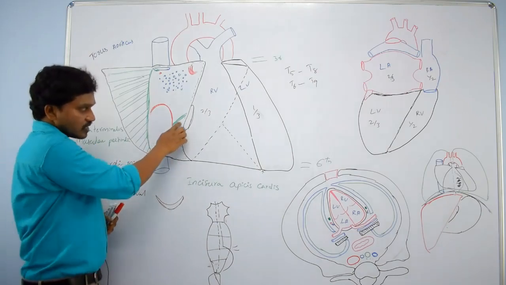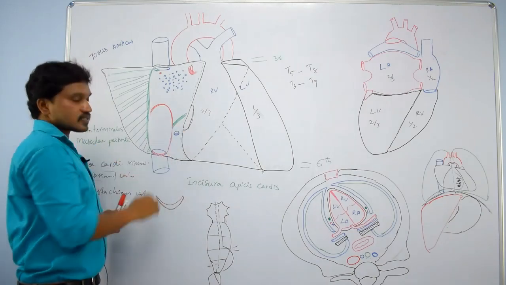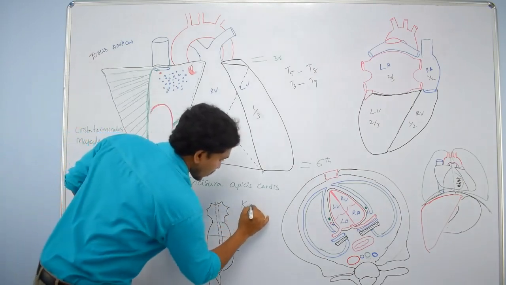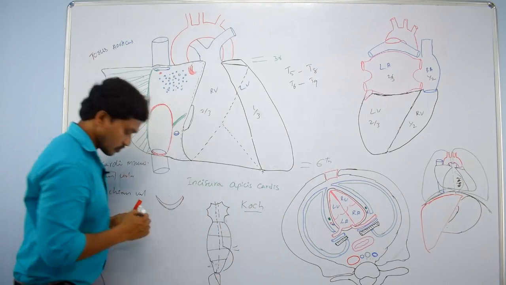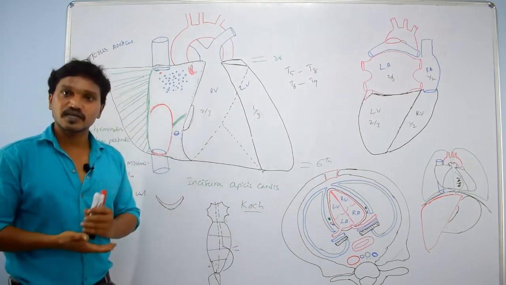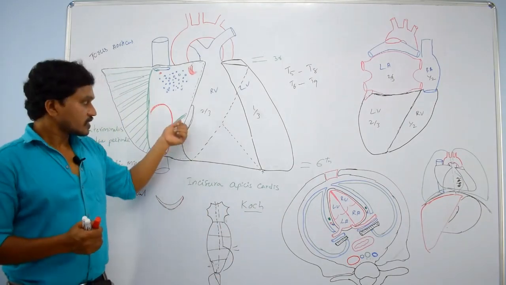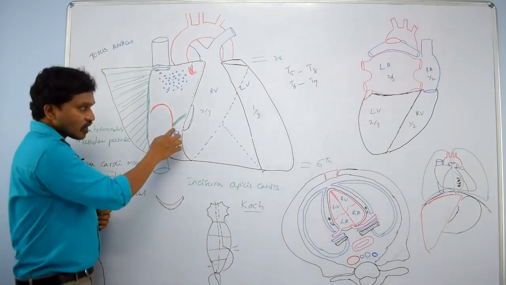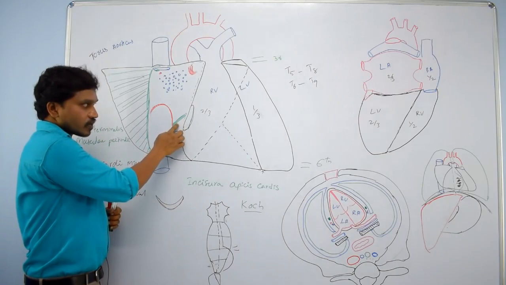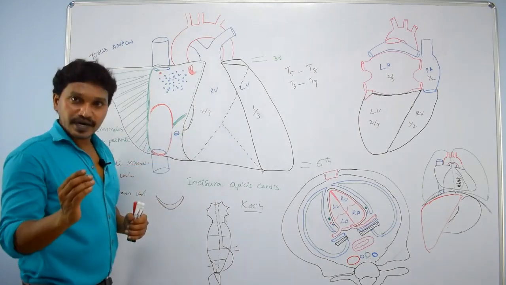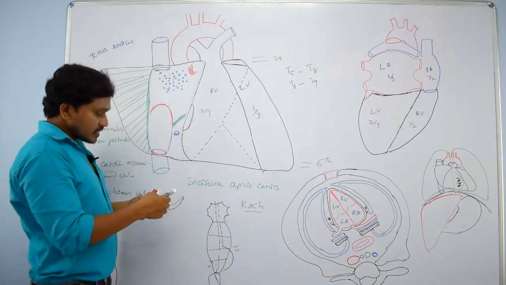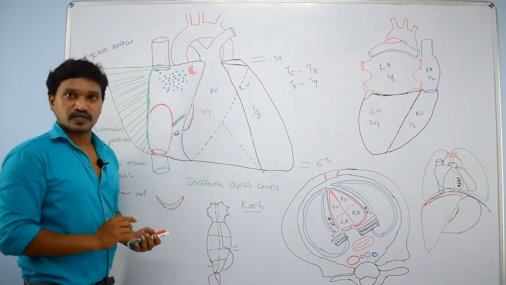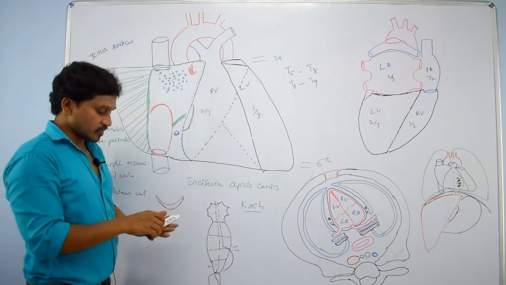Above the coronary sinus, here you can find one triangle. This triangle is what we call the triangle of Koch. What is the triangle of Koch? It is a triangular area present below the tendon of Todaro and bounded anteriorly by the septal leaflet of the atrioventricular orifice, the base of the septal leaflet.